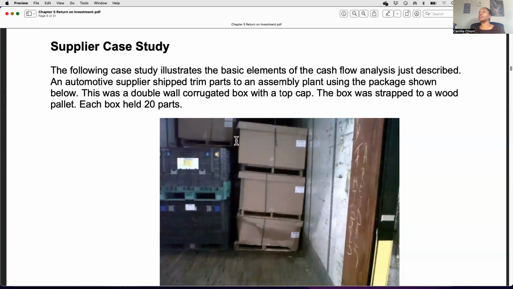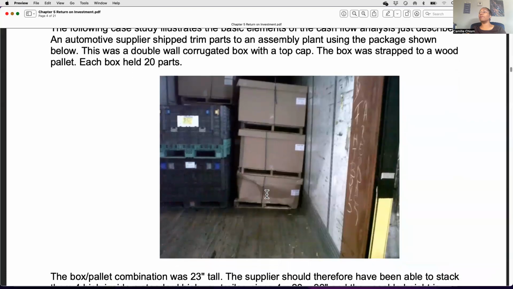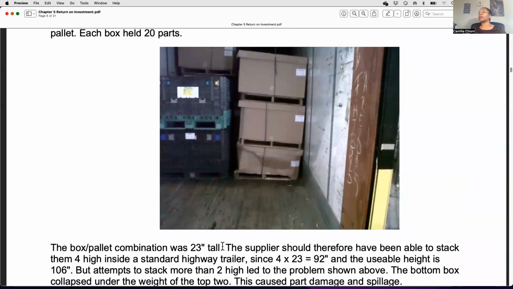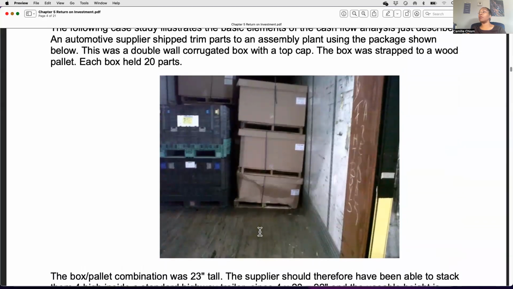They use the packaging shown below, a double wall corrugated box with the top cap. And then this box, they strapped to a wood pallet. So 20 parts for each one. Okay, so this box pallet combination is 23 inches tall, which you can see here. This trailer is just over 100 inches, but this is 23, they only have 3 high.